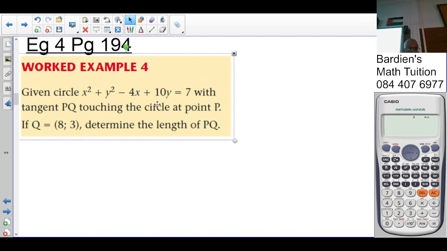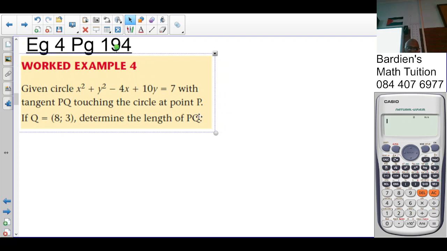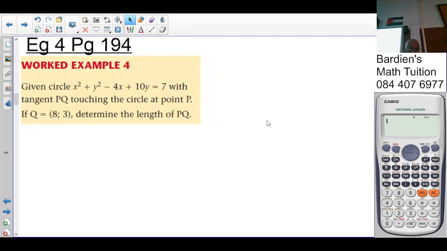Right, here we go. It's given the circle x squared plus y squared minus 4x plus 10y equals 7, with tangent PQ touching the circle at point P. If Q is (8, 3), determine the length of PQ. What is the first thing you think we're going to do here? Find the center and find the radius.